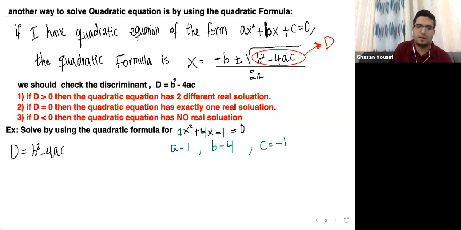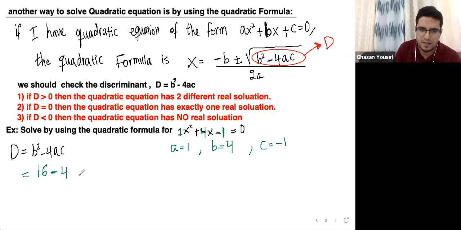Now we plug it inside this discriminant formula. So I get now b squared is 4 times 4, 16, minus 4 times a. What is a? 1 times c. C is minus 1. So now I can get 16 minus 4 times 1 is 4, minus 1 is positive 4. And the answer is 20. So the discriminant D is 20.